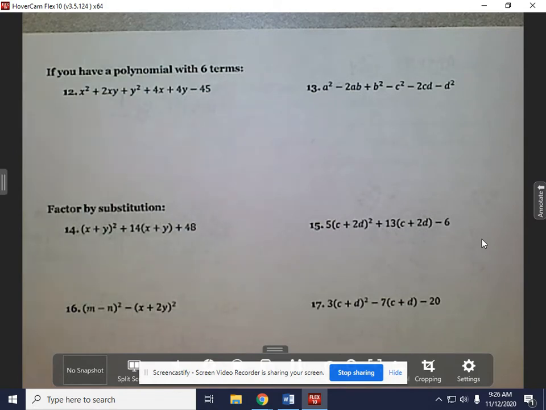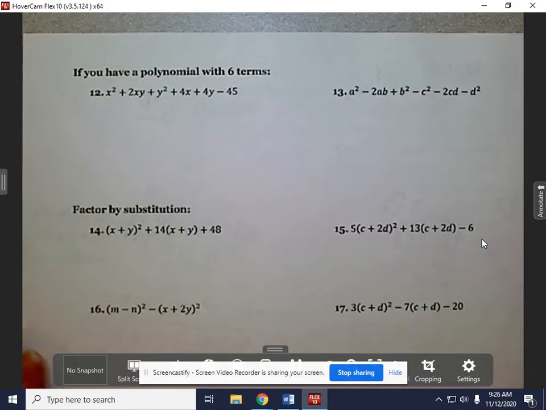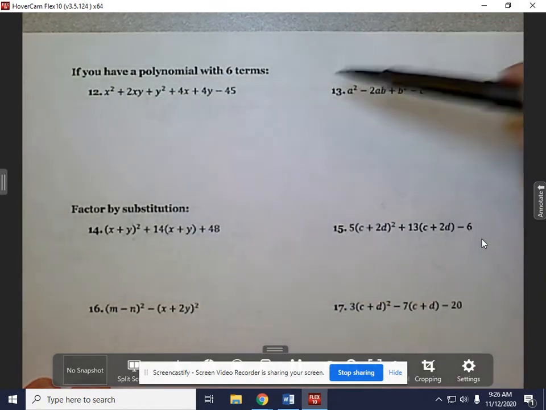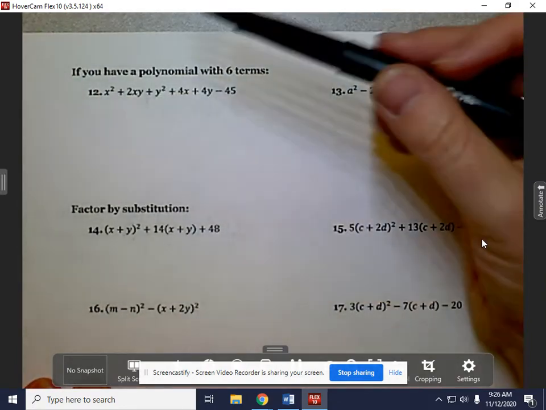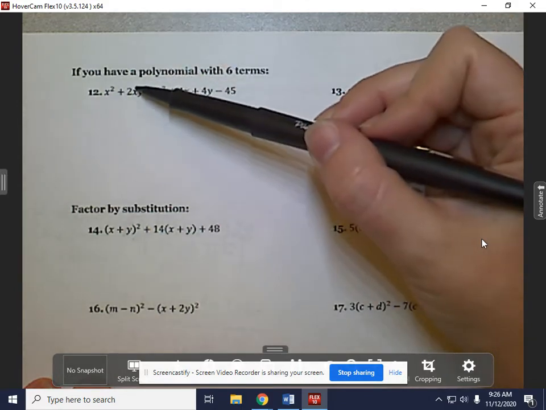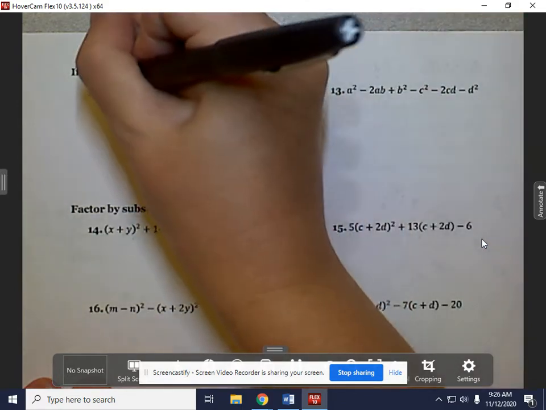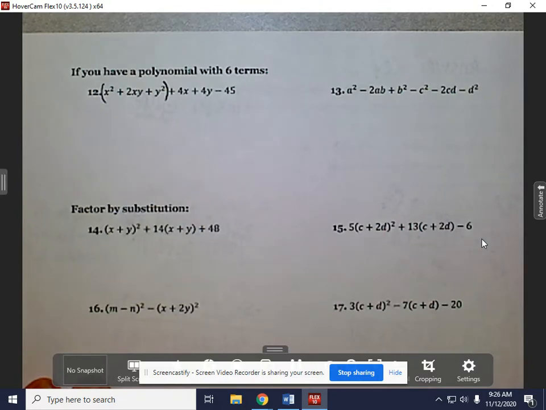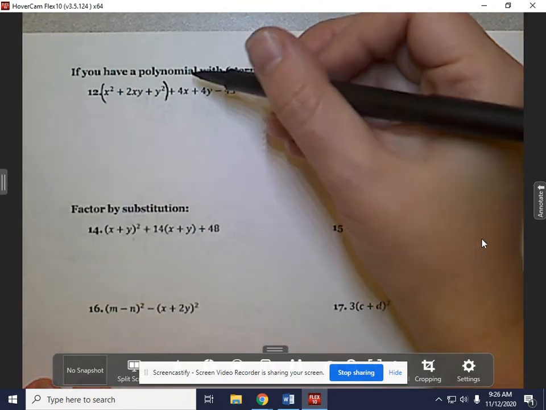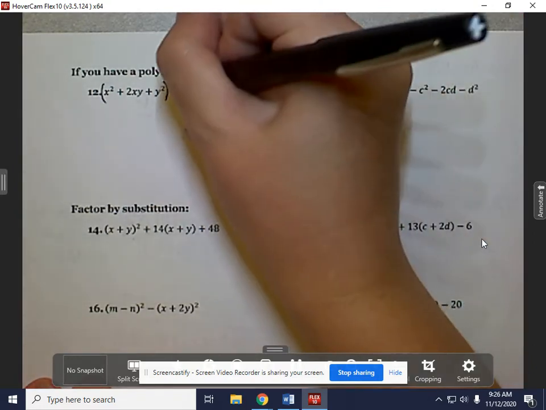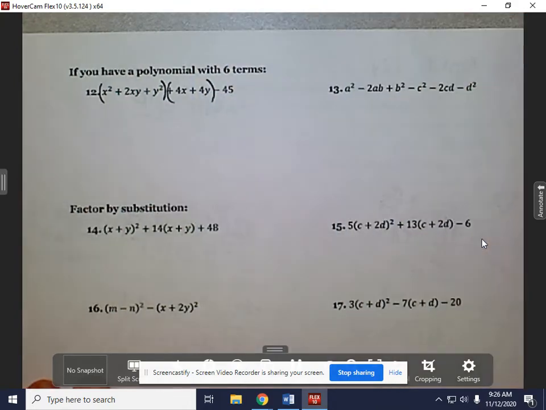Ooh, what if we have a polynomial with 6 terms? That sounds kind of fancy. So what I would say is, hey, that's a lot of stuff. So I want to do some more grouping. So once again, since you have x squared and then you have xy, hopefully it makes sense that you include that y squared as well. Those all kind of go together. Here you have 4x and 4y. So those have a 4 in common. So let's group those and then we'll just see what we do with that 45 in a minute.